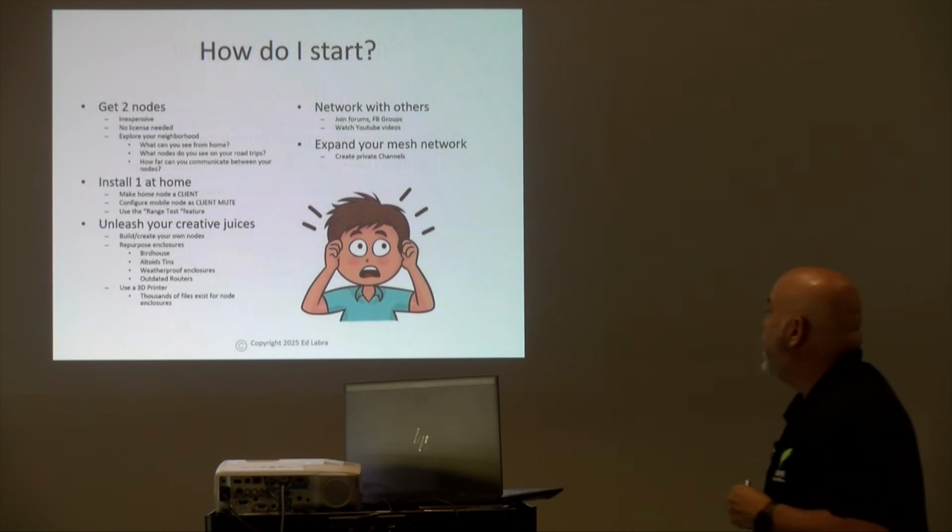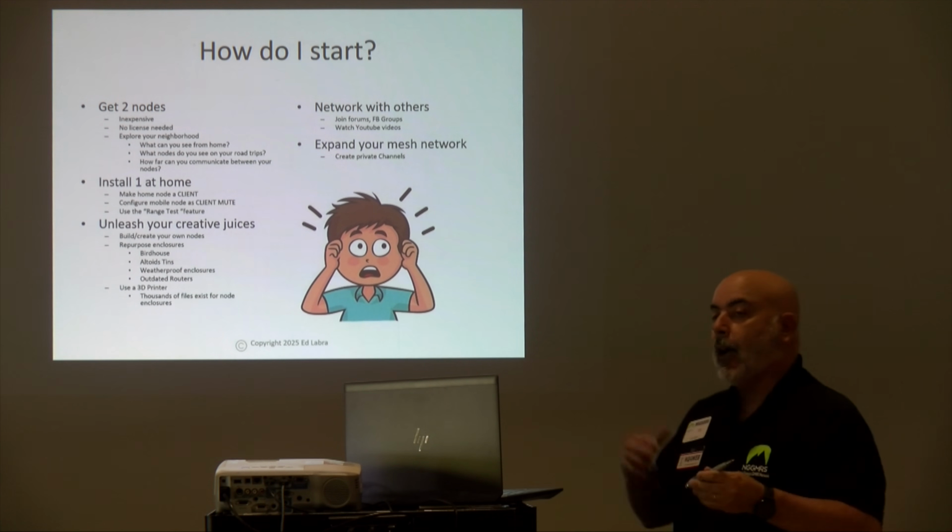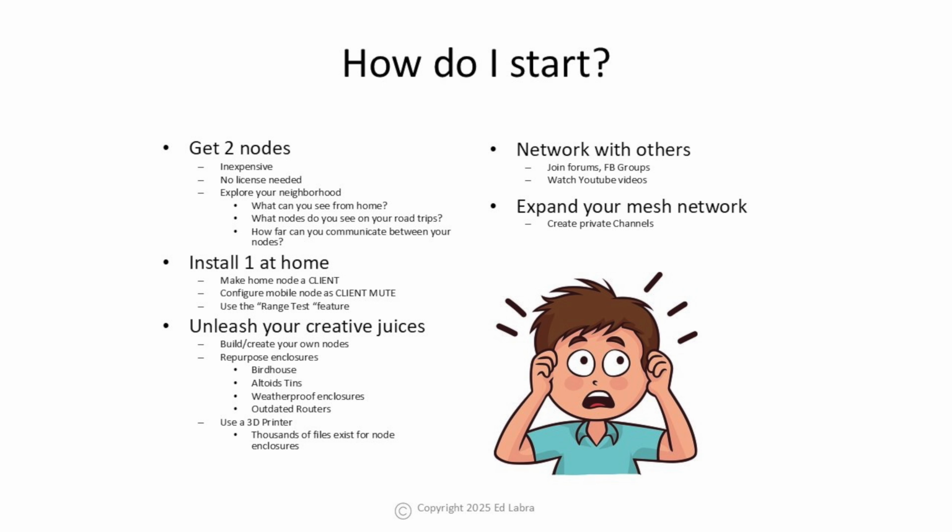All right, so enough about what it is and how I would use it. How do I start? What's the first thing that I need to do? Get a node. Get 2 nodes, even better. Inexpensive, we talked about price, no license. Explore your neighborhood. Leave one at home. Take one, walk around, see what you can hit, see who you can see.